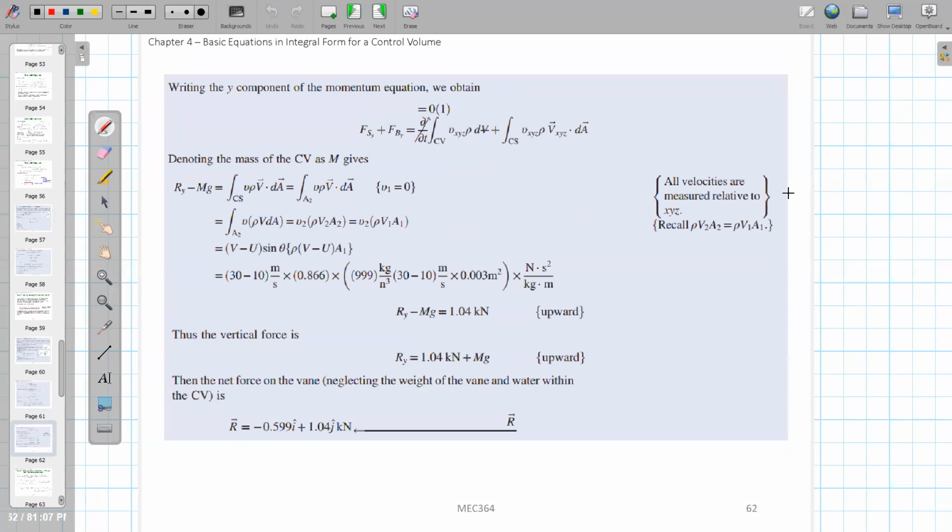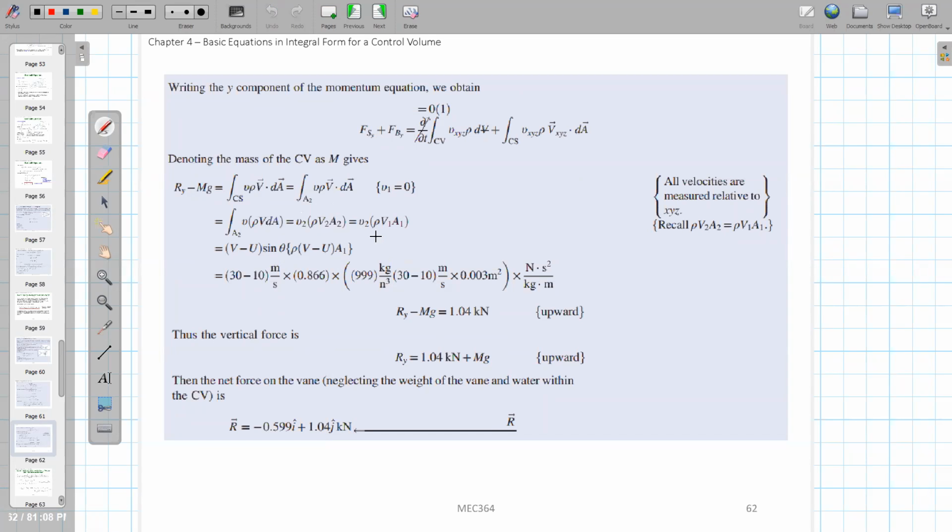And what's the y direction force? The y direction force is much simpler. The y direction force also uses the y component of the momentum. The body force now will be the weight of this wing. So your Ry minus the weight of the wing will be the change of the momentum on the y direction. And the momentum on the y direction will be just equal to V2 times rho V2 A2. So this is the y direction momentum at the outlet.